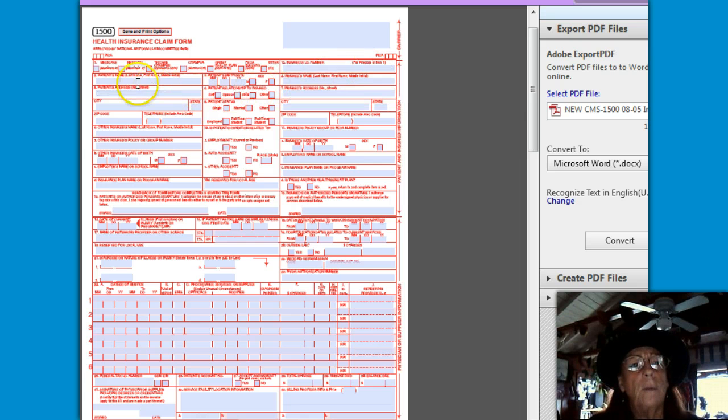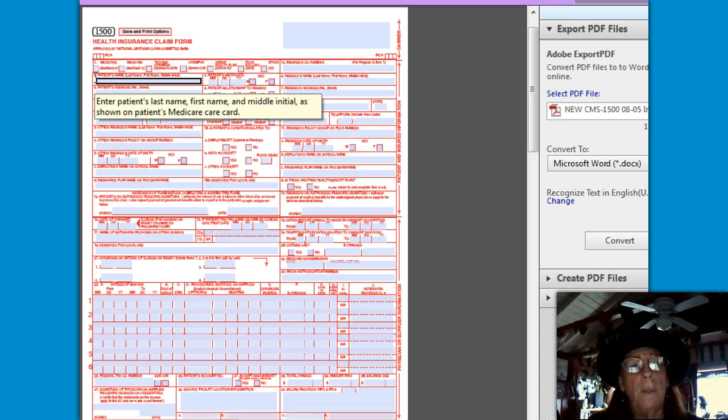You're then going to come over here to block 2, and you're going to complete the patient's name. So you're going to type in the patient's last name, comma, space, first name, comma, space, and then the middle initial. If they have a junior attached to their name, you would type in Smith, space, junior, comma, space, John, comma, space, A, for instance. If they're a doctor or have a title with their name, we do not include that on the claim form.